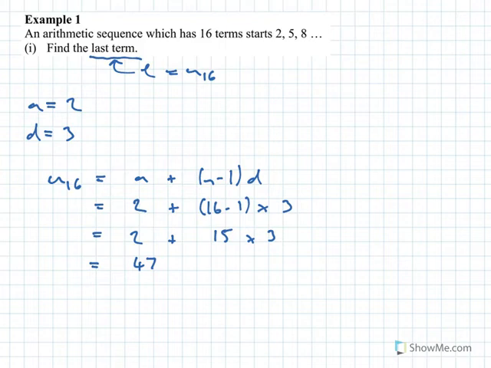You could check this quite quickly if you wanted to, by thinking about what you know from GCSE. This is 3n minus 1, and if I put 16 into there, I get 3 times 16, which is 48, take away 1, which is 47.